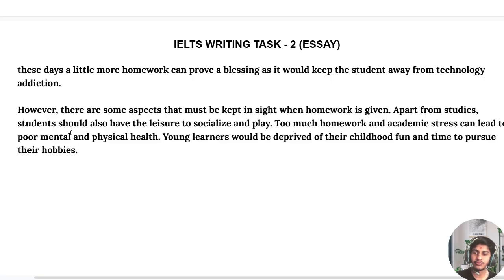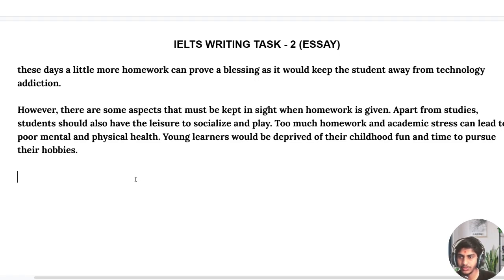Yes, this paragraph shows balance, and that is why it is important. IELTS examiners want fair thinking and balanced opinions. The problem of too much homework: stress, anxiety, health issues, and children also need play, friends and hobbies. So this paragraph proves the writer is not extreme.